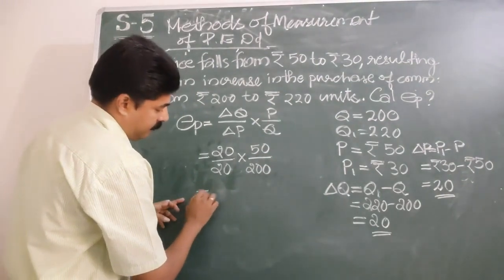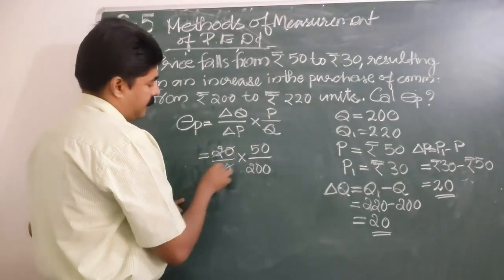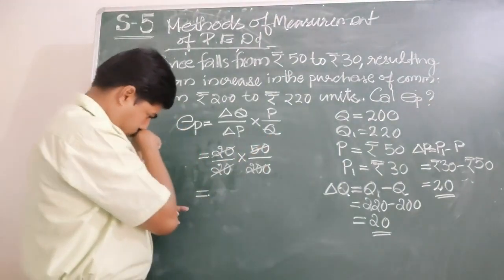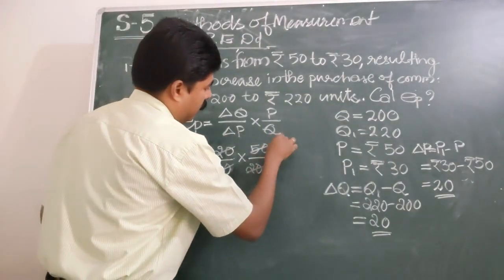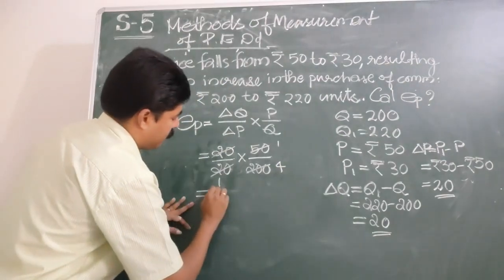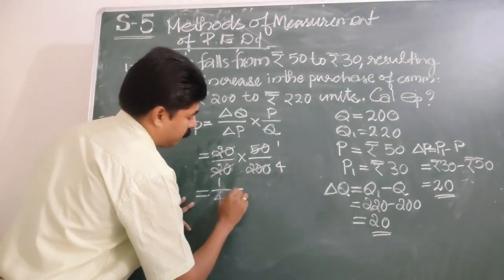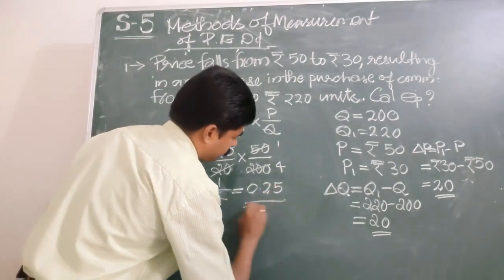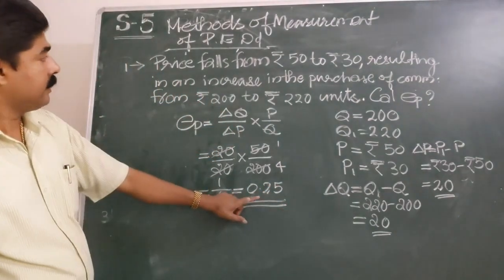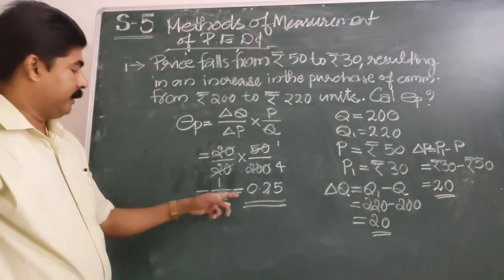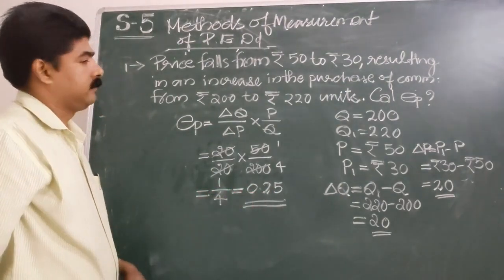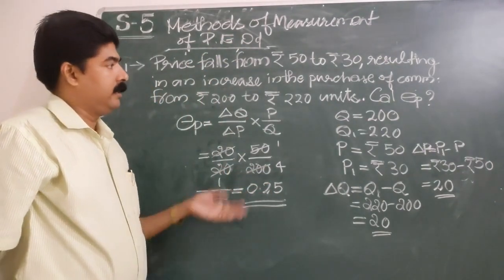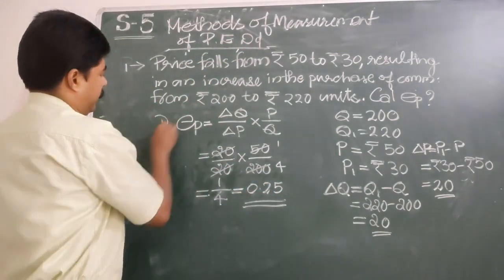Then what is the next step? 20 and 20 cancel. Okay, we can cut it, and 50 by 200 is 1 by 4, which is equal to 0.25. So we have finally got the answer of price elasticity, that is 0.25. This is the way that we calculate price elasticity in this method.